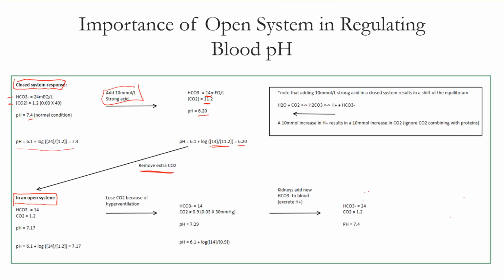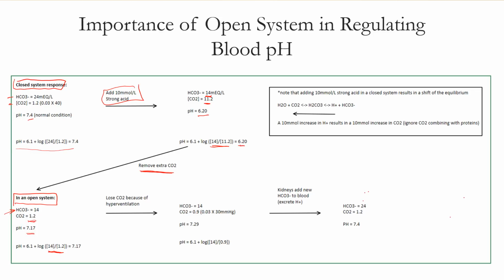So let's take a look. The bicarb will still drop. So let's say it drops to 14 again. But instead of getting an increase in CO2 to 10, it stays normal. It stays at 1.2. Again, the reason is because we just exhale off the extra CO2 during normal breathing. Does that help the pH? So if we plug in those new numbers, 14 divided by 1.2, our pH now comes to 7.17. So yeah, we don't have as big a drop because we're able to get rid of that CO2. Okay.